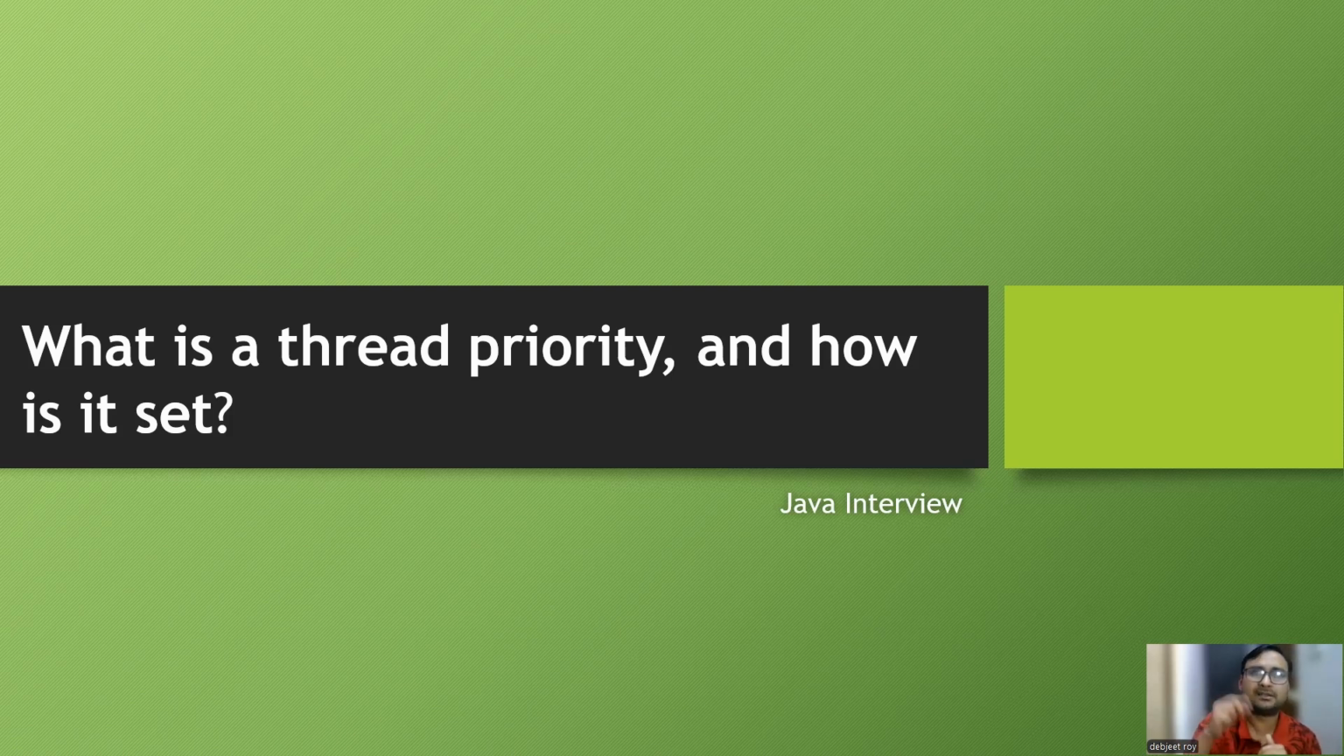Okay, there are three methods. There are three properties: ID, name, and priority. We can set them, and for priority, we can set it explicitly. Okay, so these are the things that we have to keep in mind.